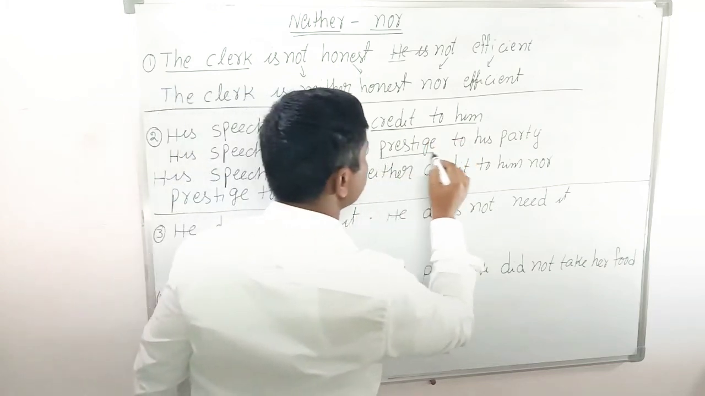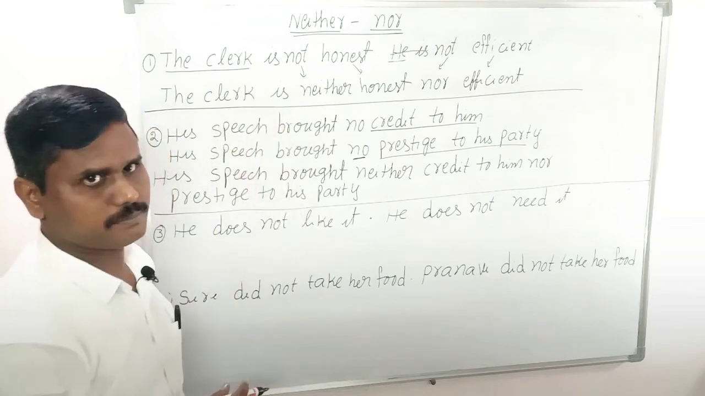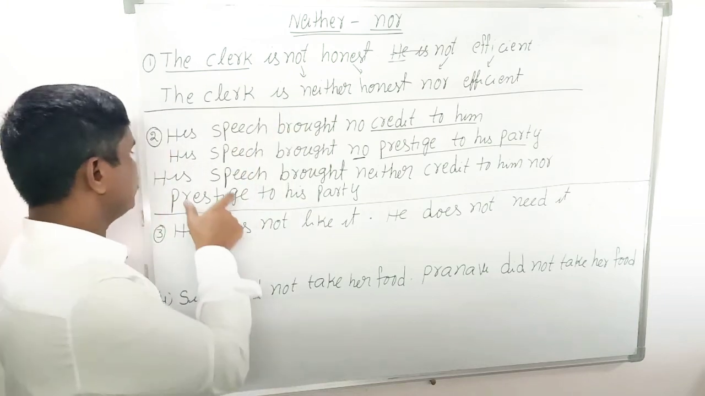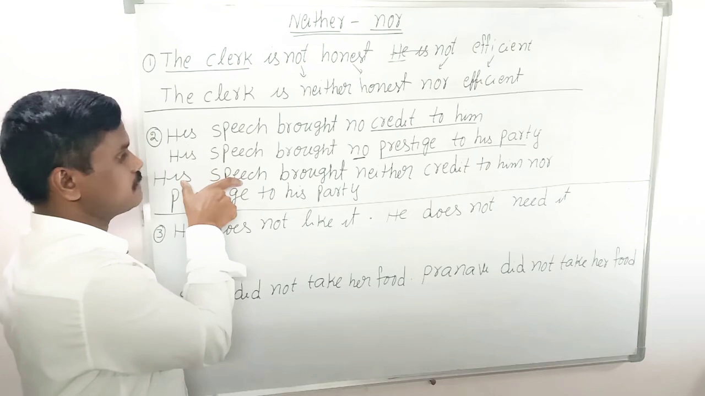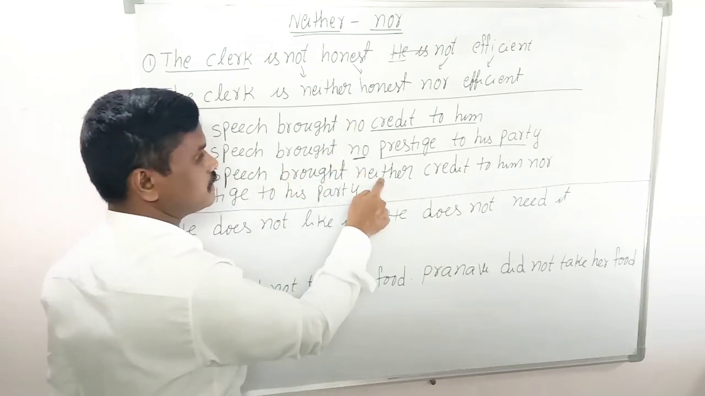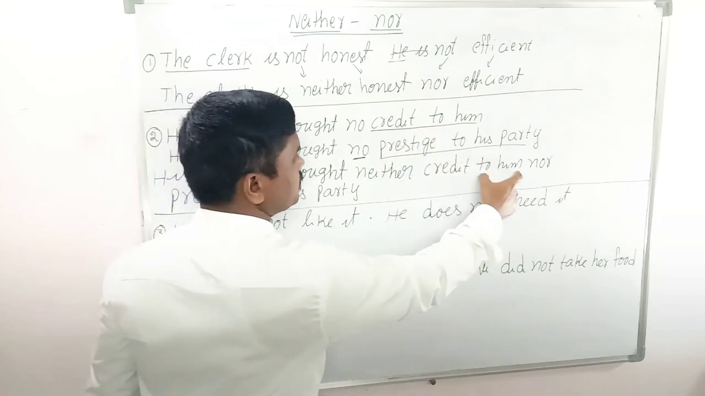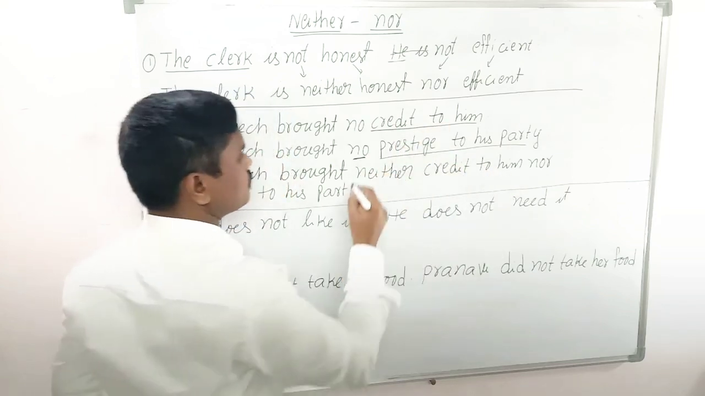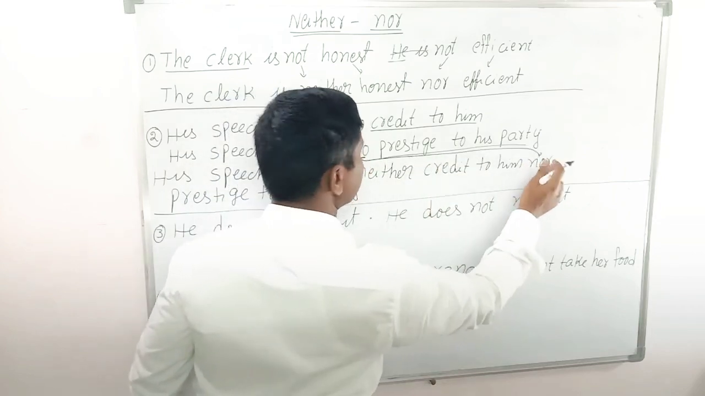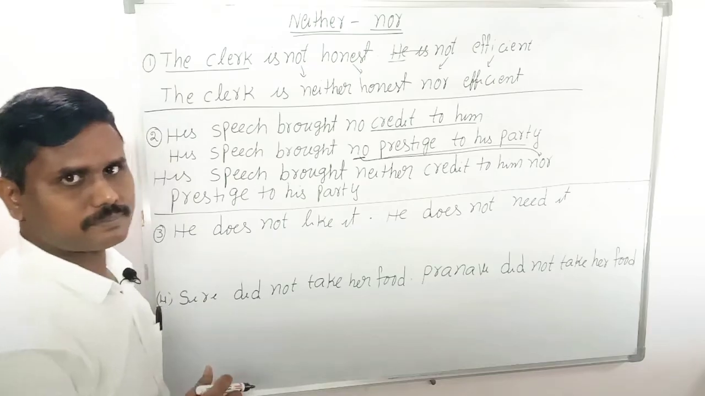This is the different thing, and these two, subject and verb, are the same. That is why we begin the sentence with the subject, his speech, next the verb, brought. In the first negative word, we write neither, the remaining words: neither credit to him. In the second negative one, we write nor, continuing: prestige to his party.